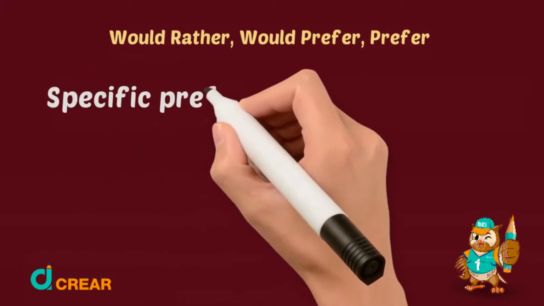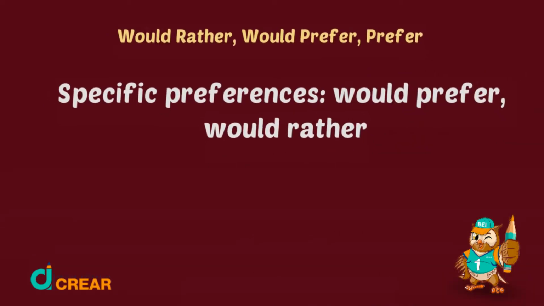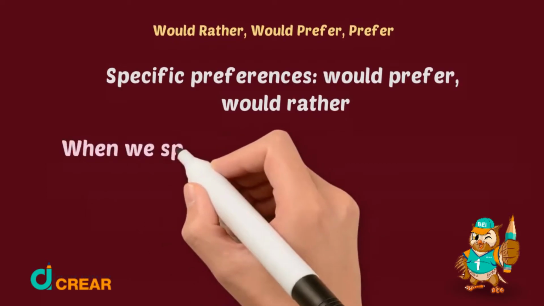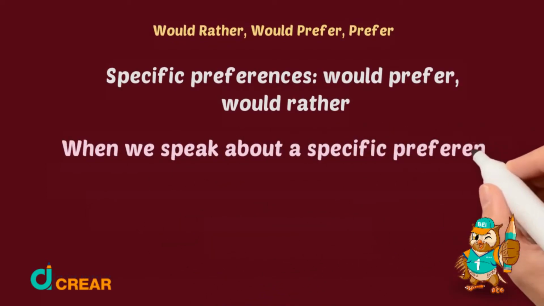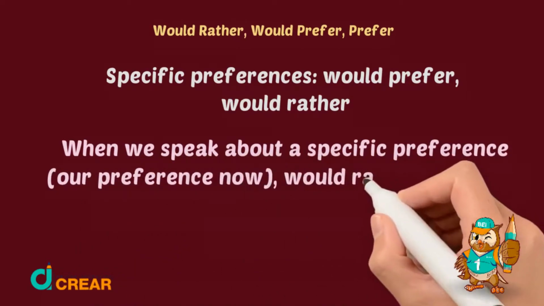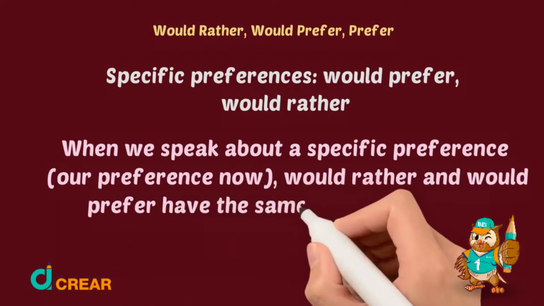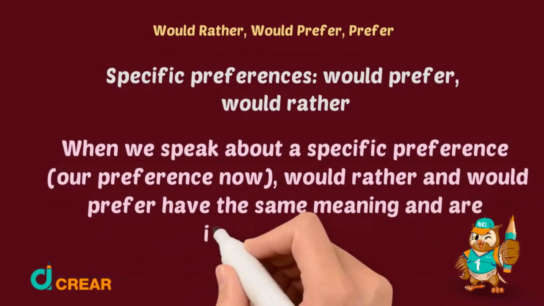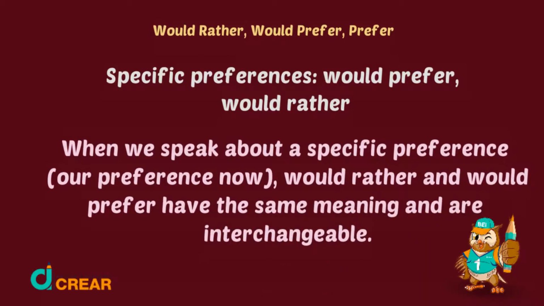Today, we are going to learn something about prefer and would rather. How can we use that? Well, kids, we use would rather, would prefer, or prefer for specific preferences. When we speak about a specific preference or our preference now, would rather and would prefer have the same meaning and are interchangeable.